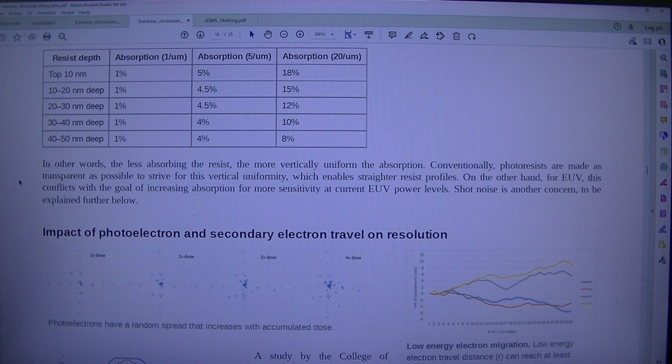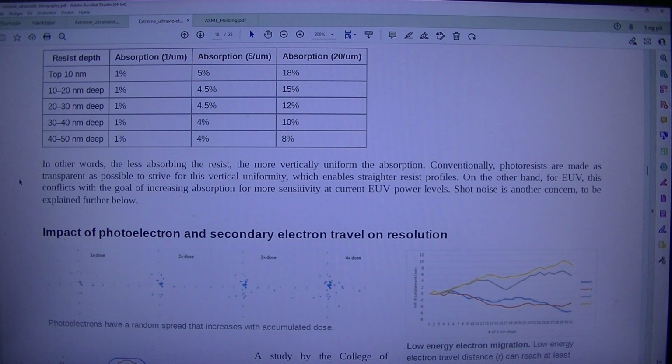In other words, the less absorbing the resist, the more vertically uniform the absorption. Conventionally, photoresists are made as transparent as possible to strive for this vertical uniformity, which enables straighter resist profiles. On the other hand, for EUV, this conflicts with the goal of increasing absorption for more sensitivity at current EUV power levels. Shot noise is another concern, to be explained further below.